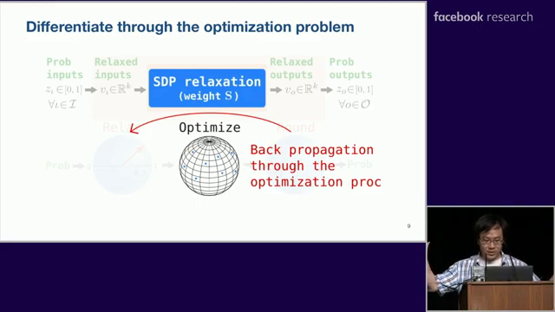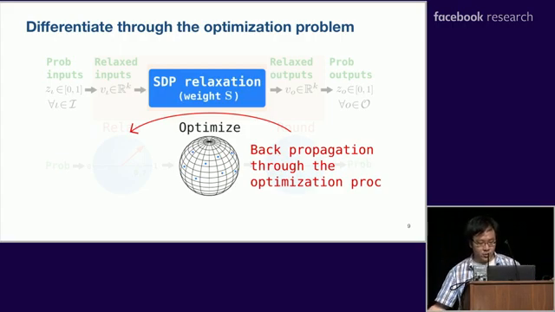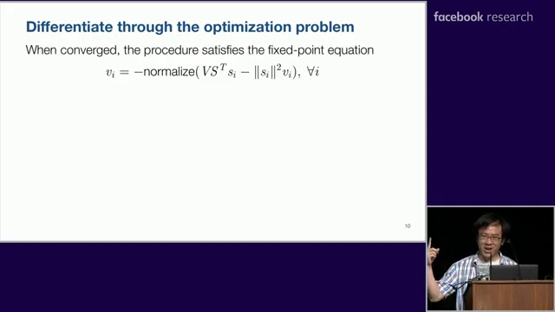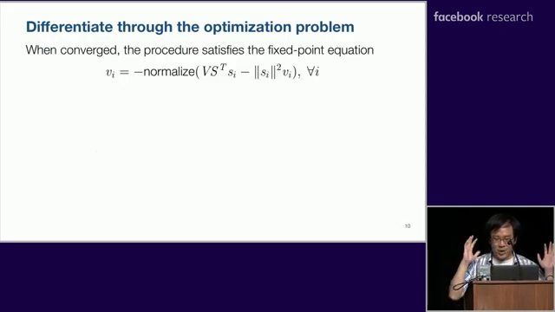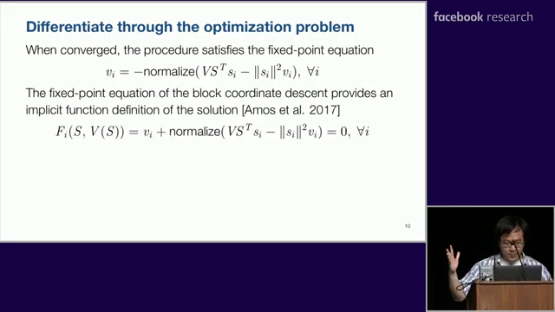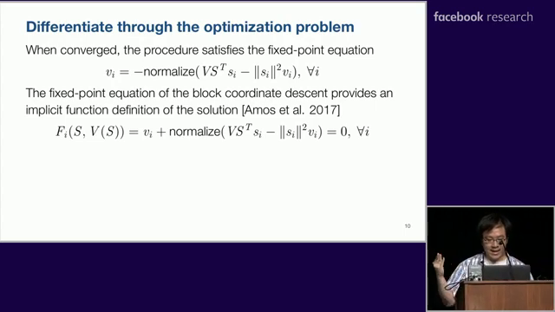Now we have the efficient optimization procedure to solve the SDP relaxation in the forward pass. But how could we backprop through the optimization procedure? Actually, it's not very hard. When the block coordinate descent procedure converges, it will satisfy the following fixed point equation. The fixed point equation will provide an implicit function characterization of the solution V and its parameter S, which we can differentiate through.